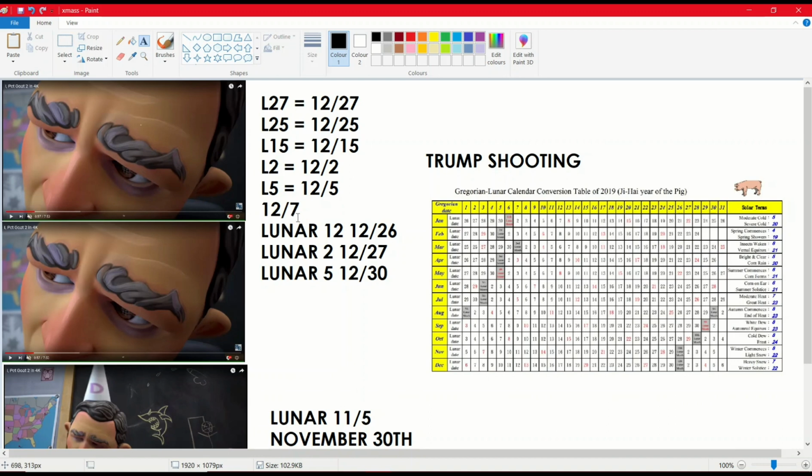Then we go on to the lunar side of things. So we've got the L, which would represent lunar, and then we've got 12, so that would be the lunar 12th. On the calendar, the lunar 12th begins on December 26th. So lunar 12 would correspond with December 26th. Then there's the possibility of the L, sorry, this way. The L, instead of this being a 12, is representing the word lunar, and then the number 2, which would be lunar 2. That would have to be in the last month of the lunar calendar, so that's the 12th month. Lunar 2 would correspond with the 27th of December.